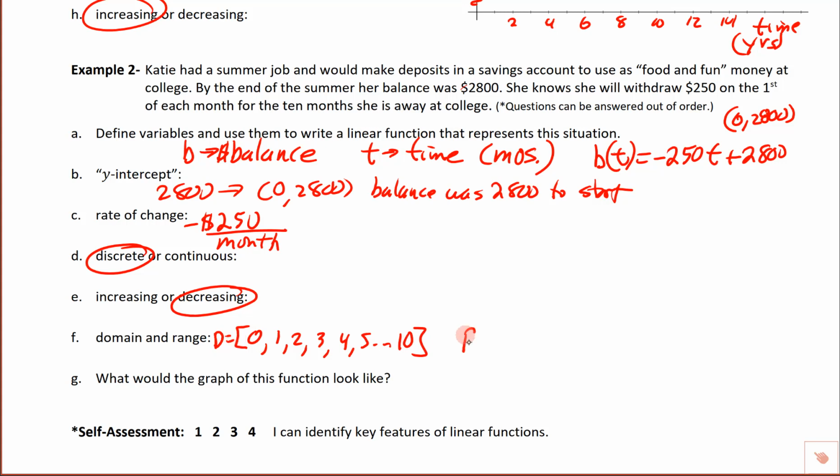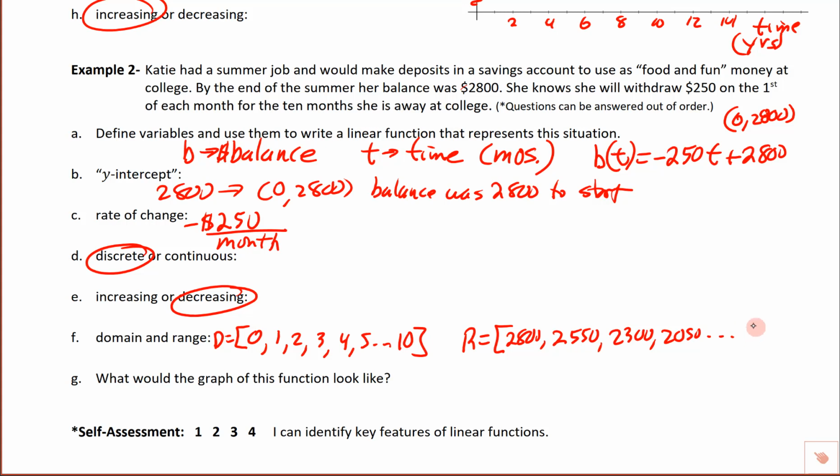And then the range, let's think about this one. The range, and this one I'm going to give you permission to write it backwards, would start off at 2,800, and then it's going to drop down 250. So that's going to be, let's see, what did we say it was, 2,550? And then it's going to be 250 less than that, so that's going to be 2,300. And then it's going to be 2,050, and it's just going to kind of continue going on like that.